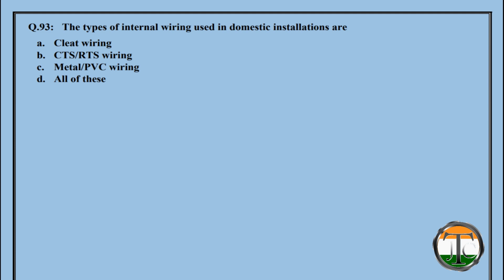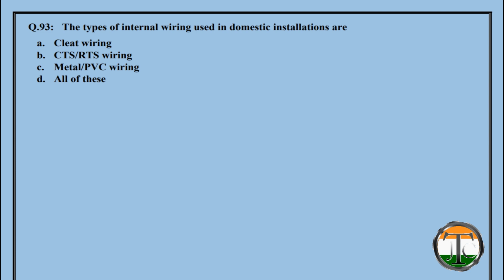So the next question is 93, that is, the types of internal wiring used in domestic installation are: option A is cleat wiring, option B is CTC and TRS wiring, option C is metal or PVC wiring, option D is all of these.